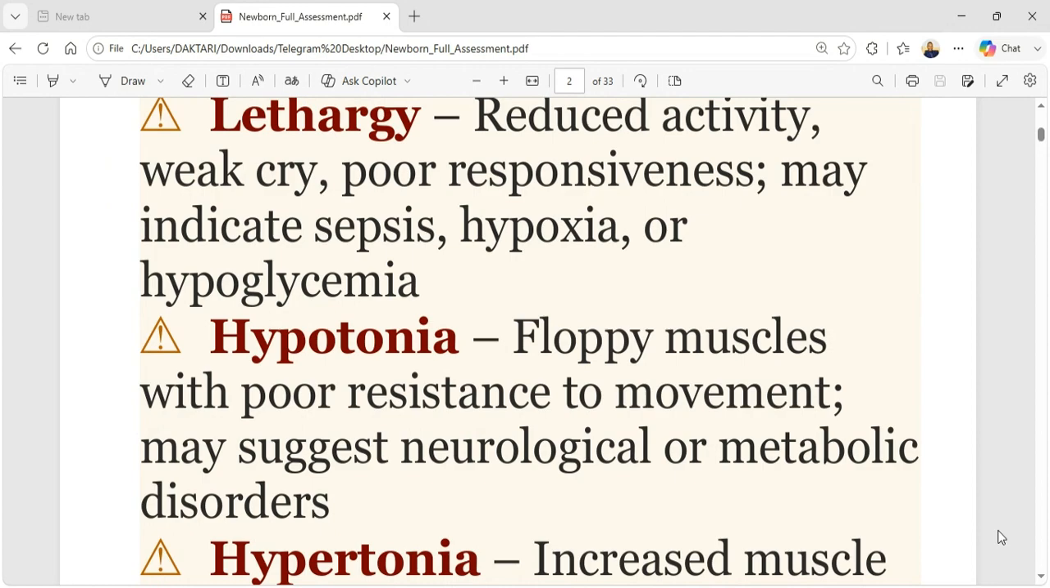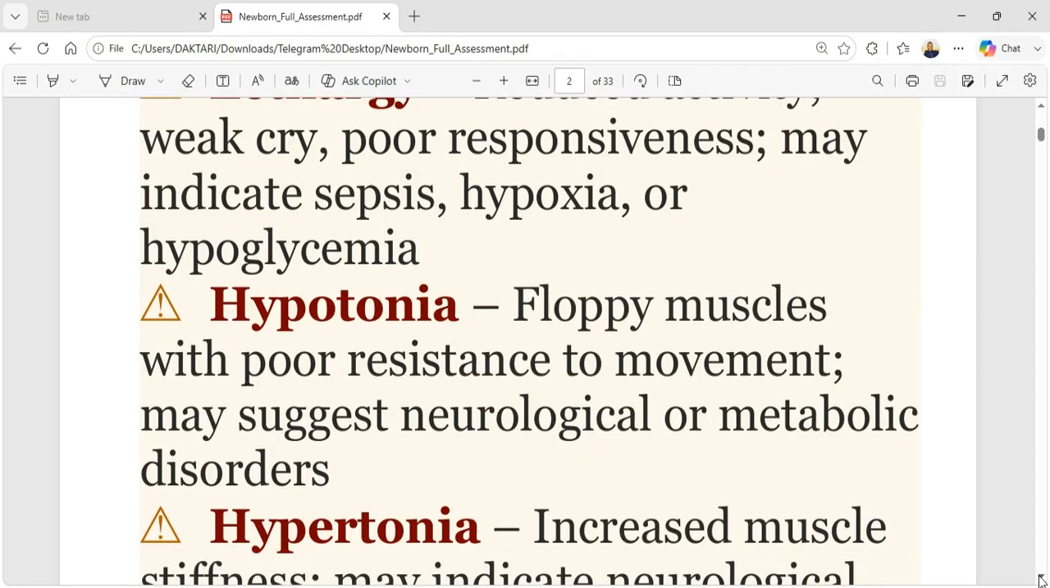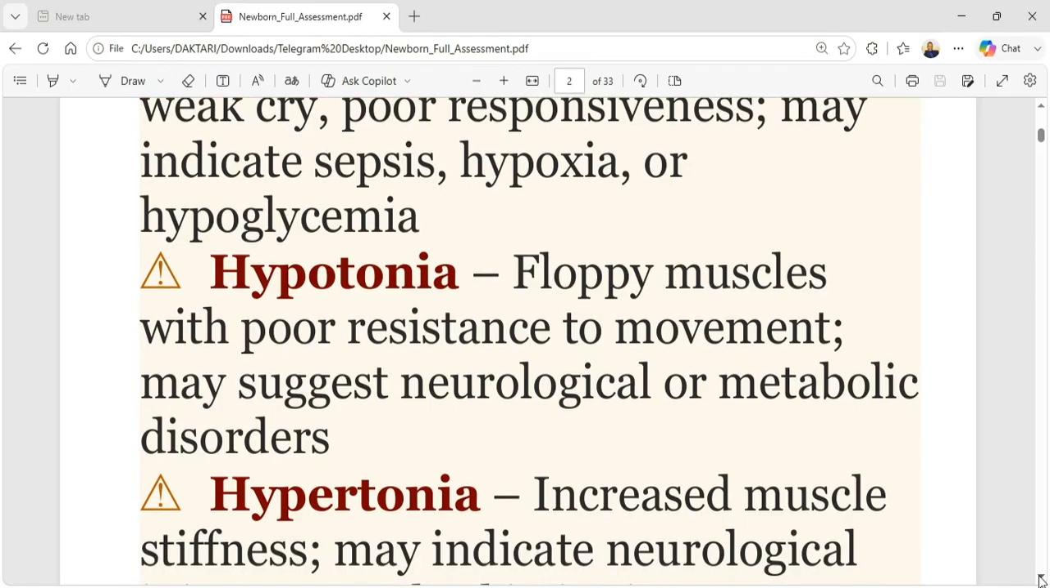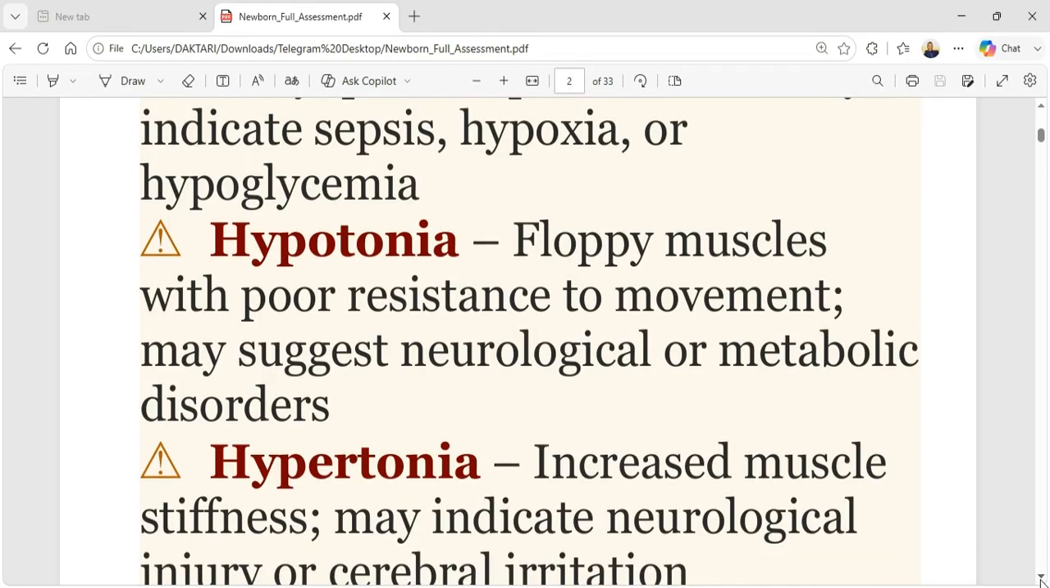Hypotonia, floppy muscles with poor resistance to movement, may suggest neurological or metabolic disorders. We have hypertonia and we have hypotonia. With hypotonic, the muscles are very floppy, there is poor resistance, and the muscle tone is as low as one. So maybe a neurological disorder or metabolic disorder. Neurological in a way that maybe some nerves are interfered with. Sometimes during the delivery process we get what we call birth injuries, which can interfere with some group of nerves like the brachial nerves. So with that, you'll get floppy muscles with poor resistance.